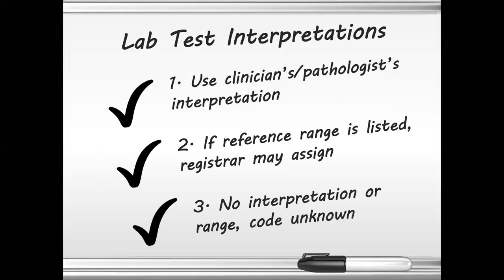When there is no clinician or pathologist interpretation, and there is no range reference on the report, the registrar should code as unknown, even though the lab result is given. Because if you're not given that range reference on the report, different facilities, depending on how they do that test, the range might be different. So if the physician doesn't interpret the result, the pathologist does not interpret the results, there's no reference range on the report, then you must assign code as unknown. But remember, if there's that range there, you do have permission to interpret the results yourself.